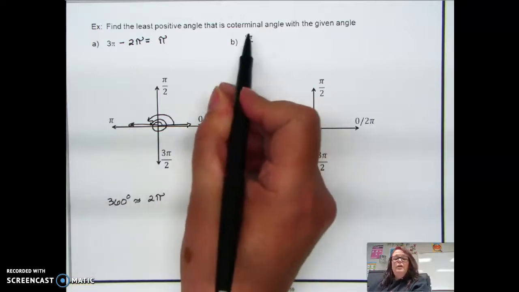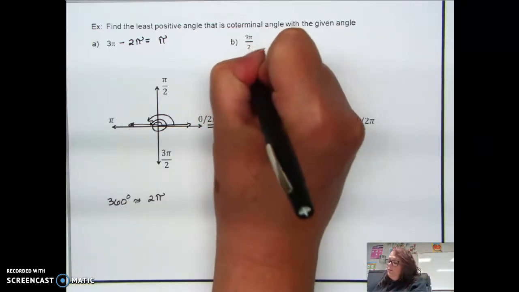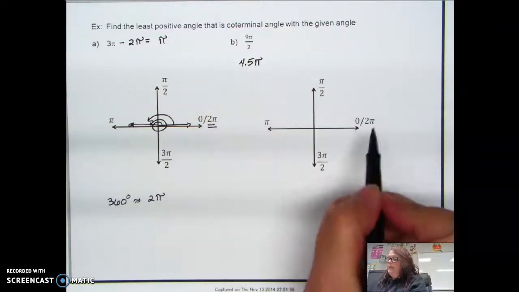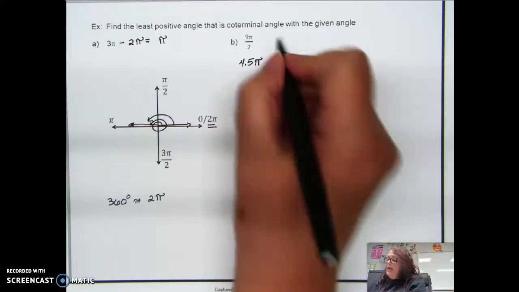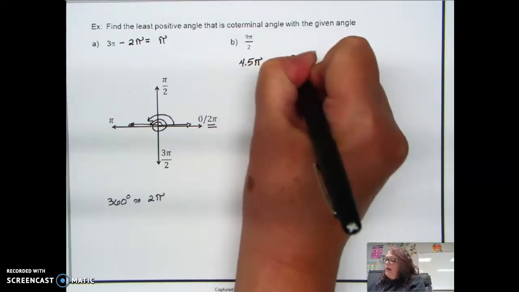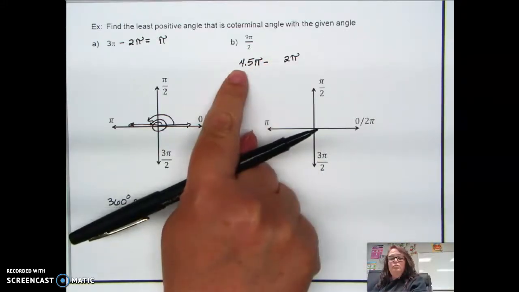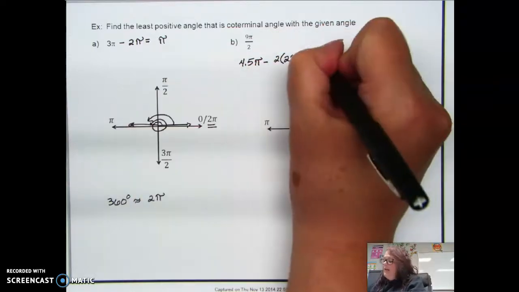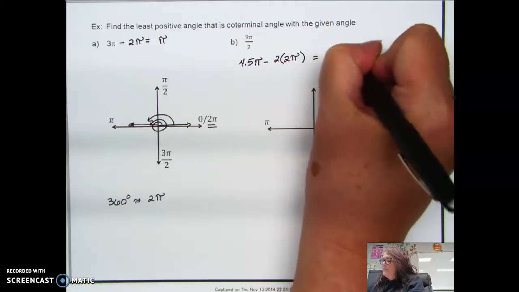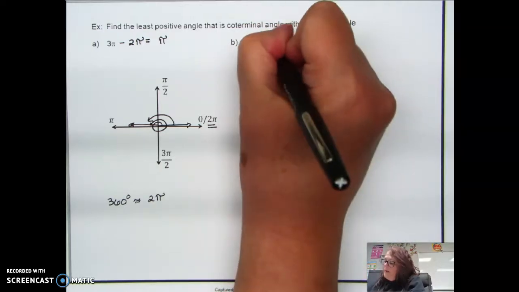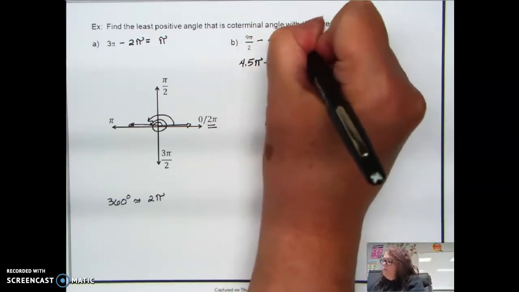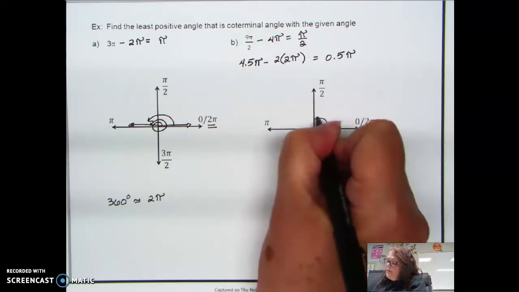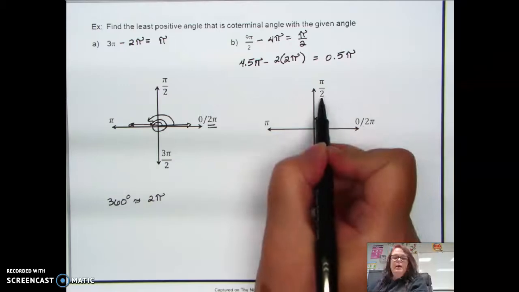So if we look at this one, if we're not good with fractions, you could change this to 4.5 pi and then change it back once we're done. But you'll notice that it is much more than 2 pi. And if I try to just subtract 2 pi, that's not going to be enough because I'm still at 2.5 pi. So if I double that, then I've got it and I have 0.5 pi. Or subtracting 4 pi from this, I would end up with 1 pi over 2, or notice this is half of pi. So that means that my angle in standard position would be pi over 2.